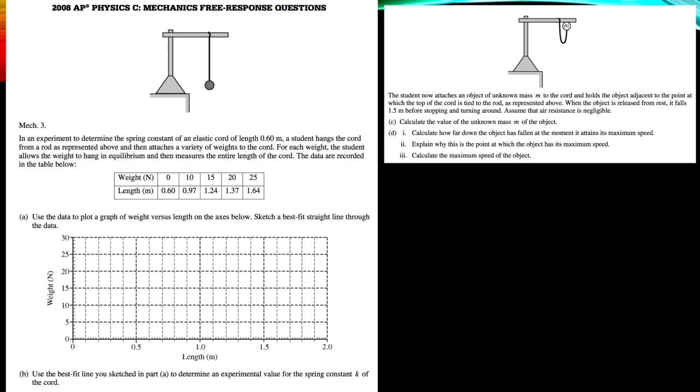Hey everyone, so in this video we're going to go over the 2008 AP Physics C Mechanics Free Response number 3. In this problem it asks, in an experiment to determine the spring constant of an elastic cord of length 0.6 meters, a student hangs the cord from a rod as represented above, and then attaches a variety of weights to the cord. So for each weight, the student allows the weight to hang in equilibrium, and then measures the entire length of the cord. The data are recorded in the table below.